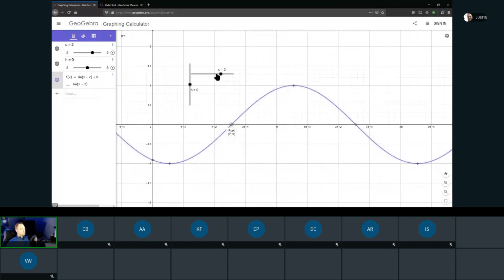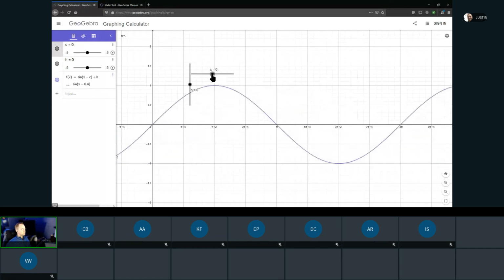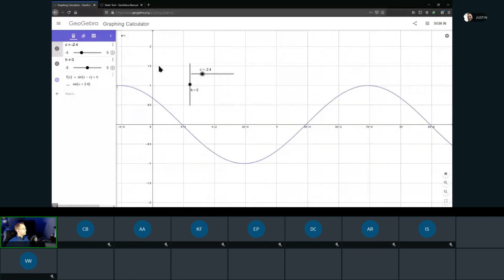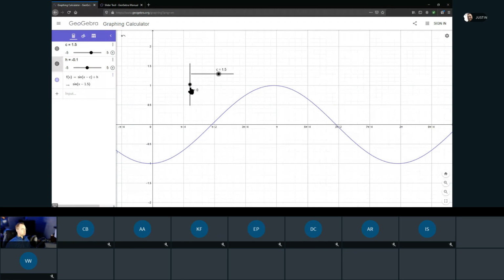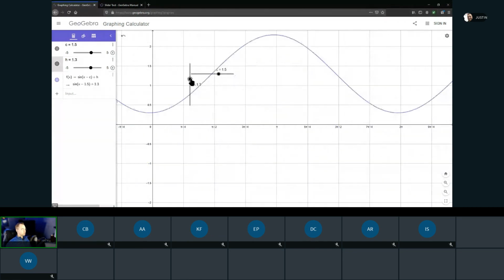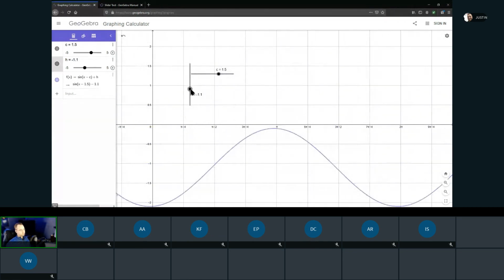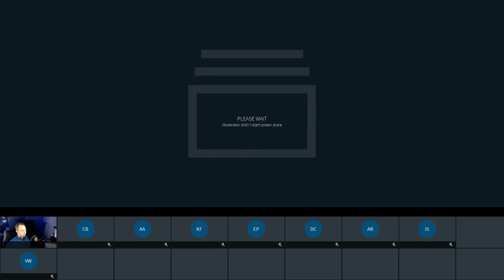And then if c is negative, it just shifts it to the left. So now we have x plus 2.4. Because it's positive, it shifts it to the left. Remember, it's always opposite of the sign, just like last time. And then we can combine these shifts. So as you see, I shift to the right and I shift down. So pretty neat, right? Super neat.